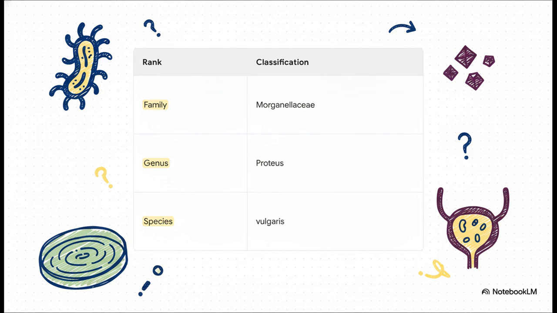Now let's look at its family tree. Proteus vulgaris is part of the Morganellaceae family. And this isn't just trivia for us microbiologists, it's super important clinically. Why? Well, because members of this family share key traits, like being intrinsically resistant to certain antibiotics like the polymyxins. Knowing its family tells you a lot about its behavior before you even run a susceptibility test.